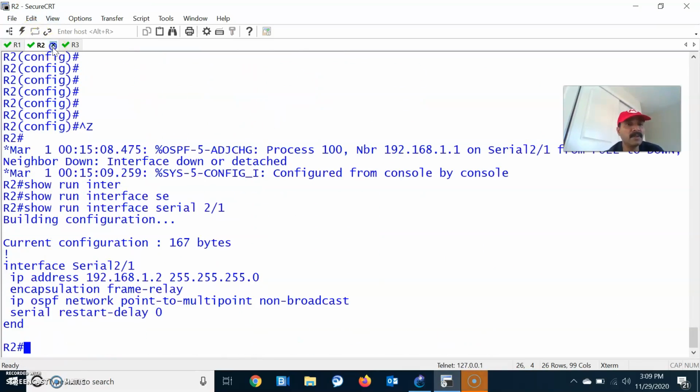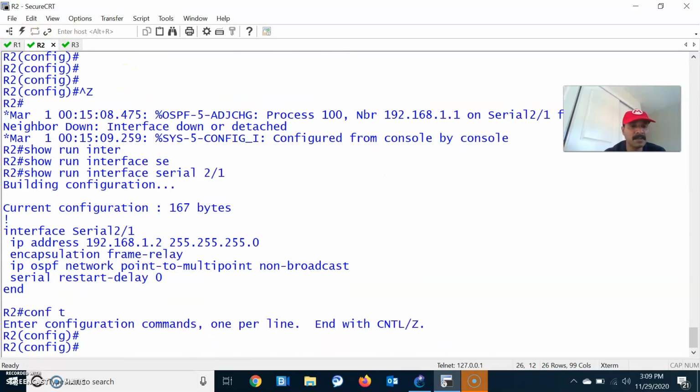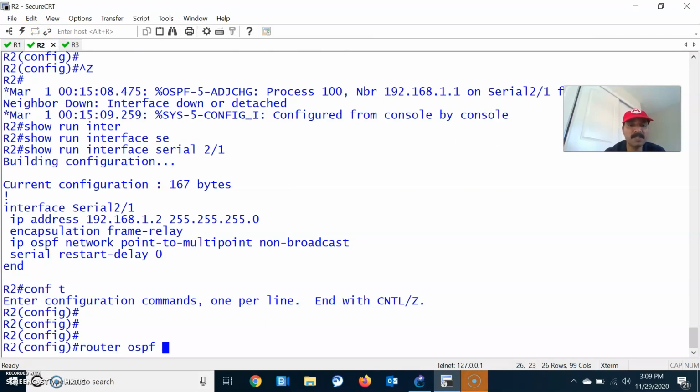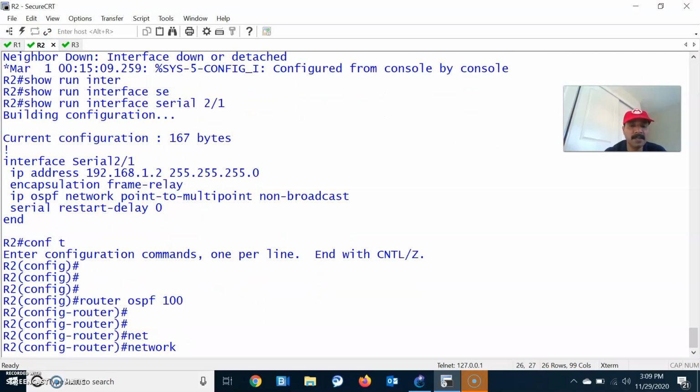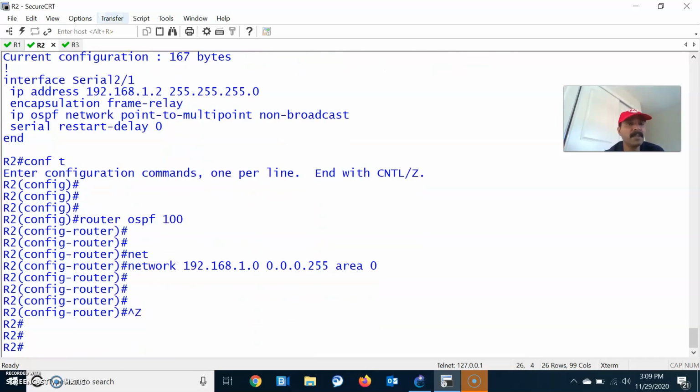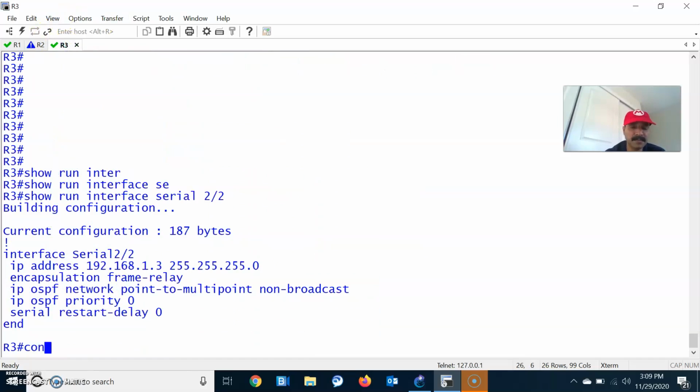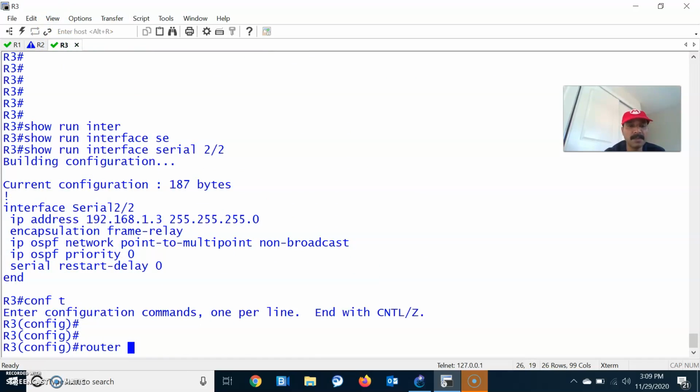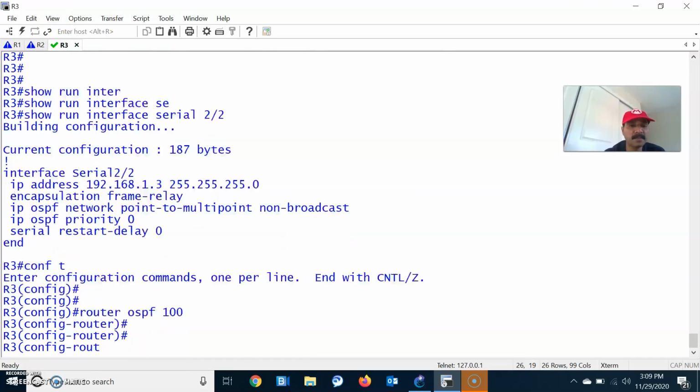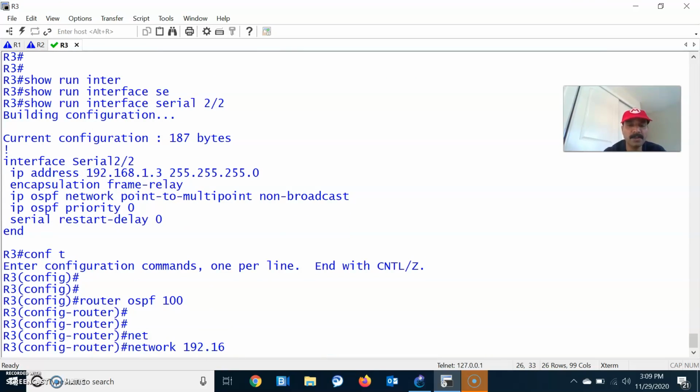Similar way, enable routing on R2 and R3. Configuration mode, router OSPF 100, network is 192.168.1.0 followed by a wildcard mask and followed by the area, that is the backbone area. And go to R3, enable the routing, router OSPF 100, and the network is 192.168.1.0, 0.0.0.255, and area is 0.